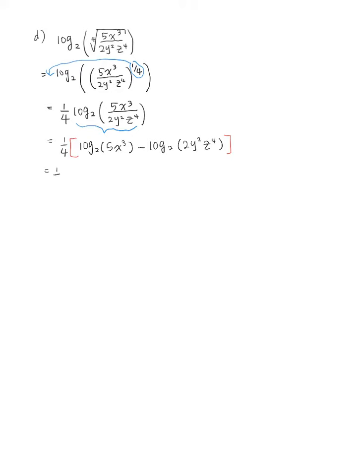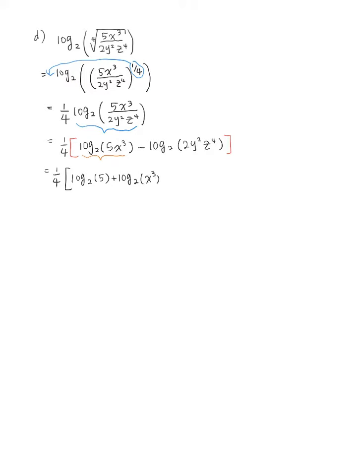Now let's keep going. I'm going to drop down the 1/4, keeping that bracket. Now let's work on log base 2 of 5x to the 3rd. What did you guys do here? Did you split it up with a plus sign in the middle? I hope so. So this is going to be log base 2 of 5 plus the log base 2 of x to the 3rd.